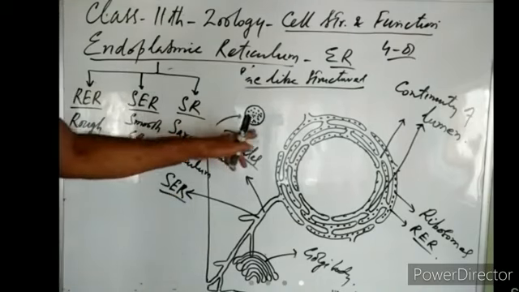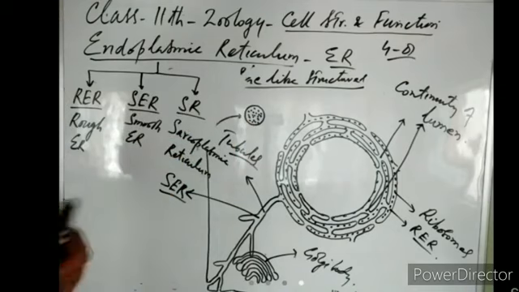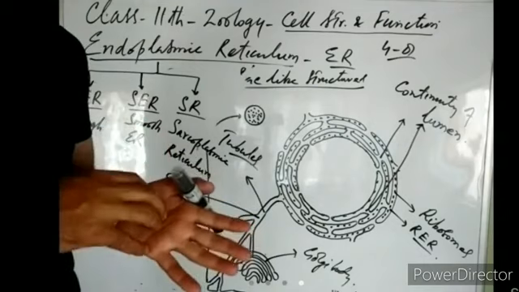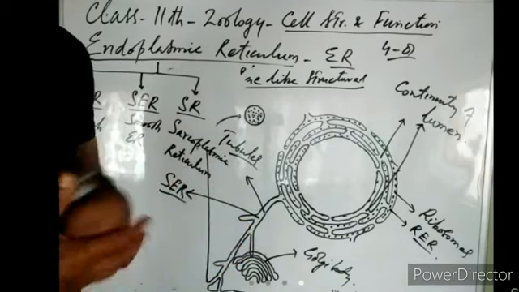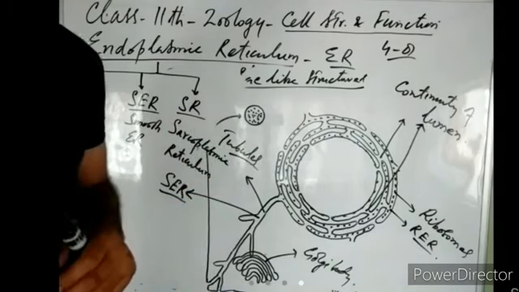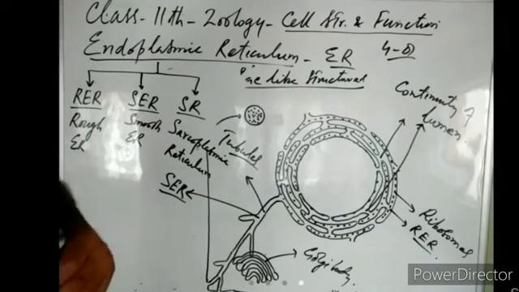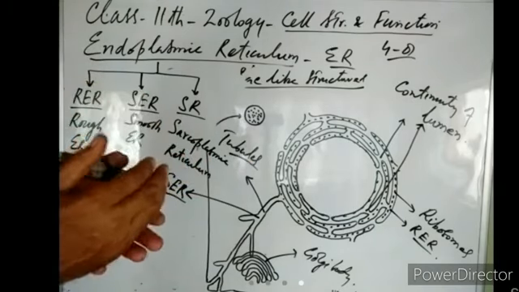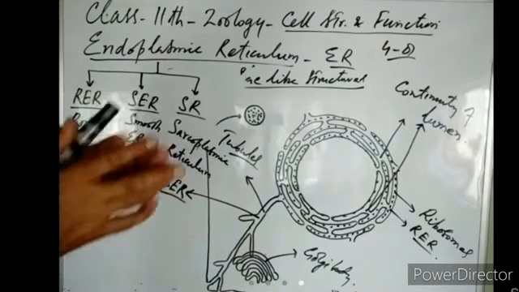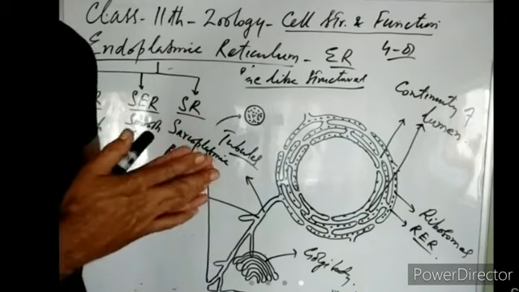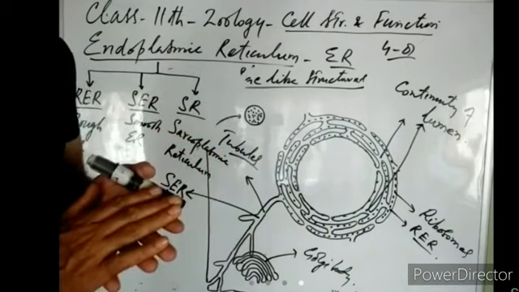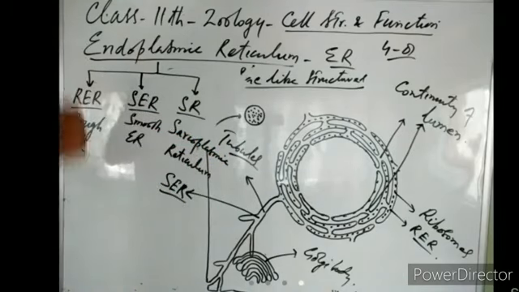Then there are vesicles. These vesicles are also sometimes studded with ribosomes. If vesicles have ribosomes on them, then they become part of rough endoplasmic reticulum. If the vesicles are without ribosomes, then they become part of smooth endoplasmic reticulum. So you have to remember that those portions of the endoplasmic reticulum which have ribosomes on them constitute the rough endoplasmic reticulum. And that part which does not have ribosomes on it makes the smooth endoplasmic reticulum, right?